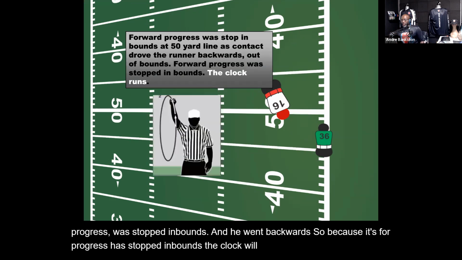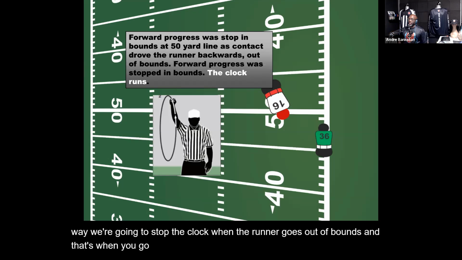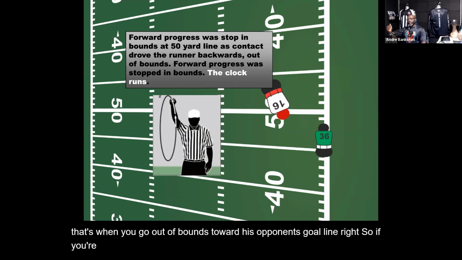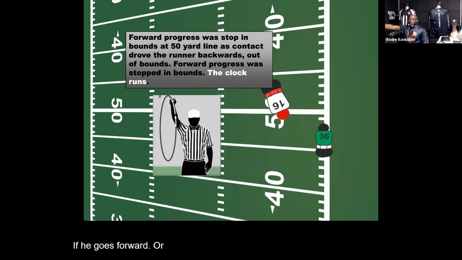So there's only one way we're going to stop the clock when a runner goes out of bounds, and that's when he goes out of bounds toward his opponent's goal line. If you're on the same yard line or going backwards, we're going to let the clock continue to run. If he goes forward, even just 1 yard, gains a yard and goes out of bounds, the clock will stop.